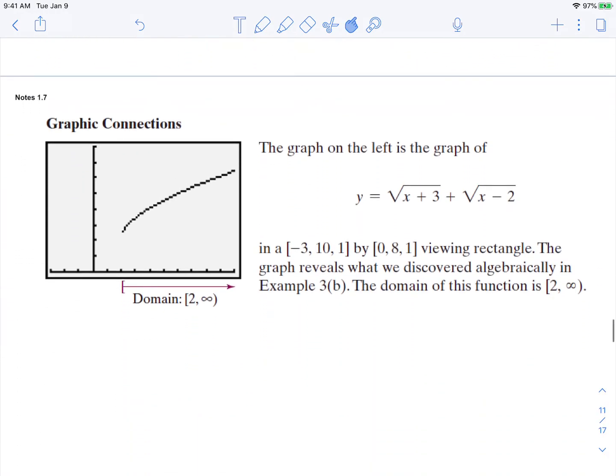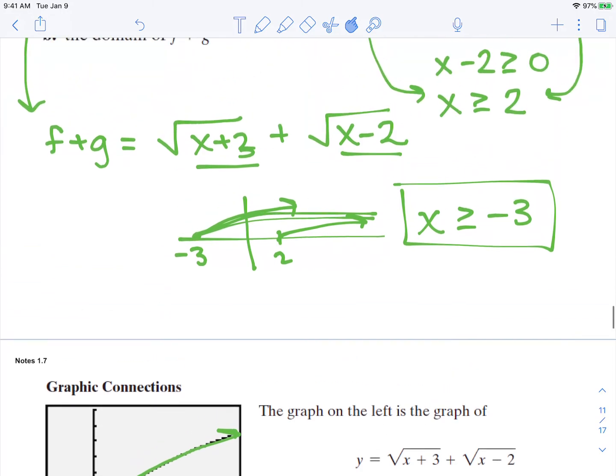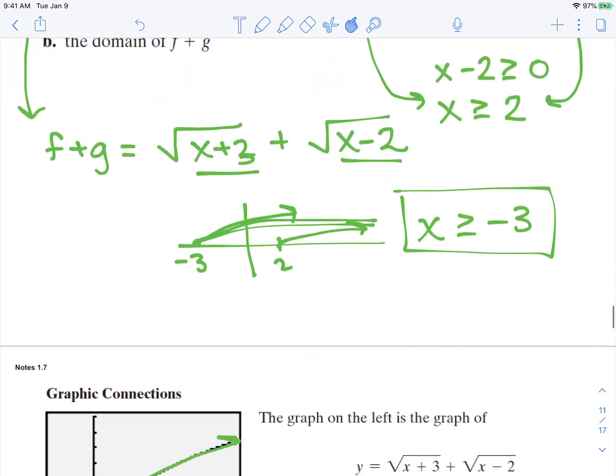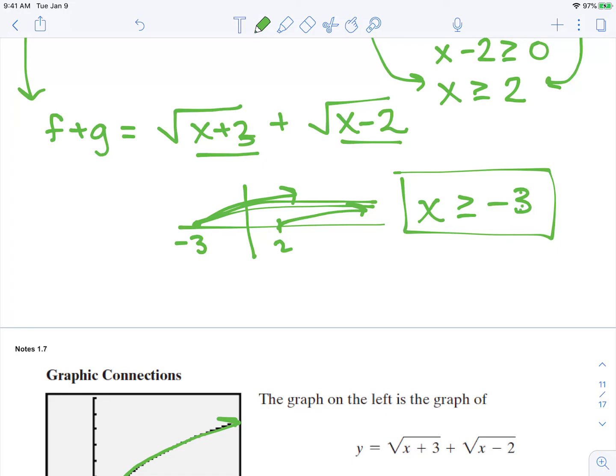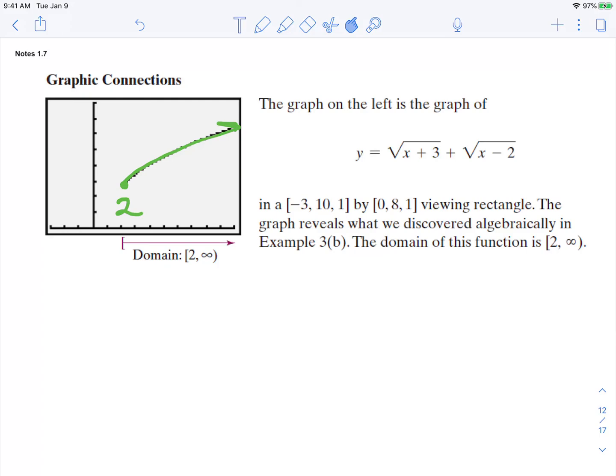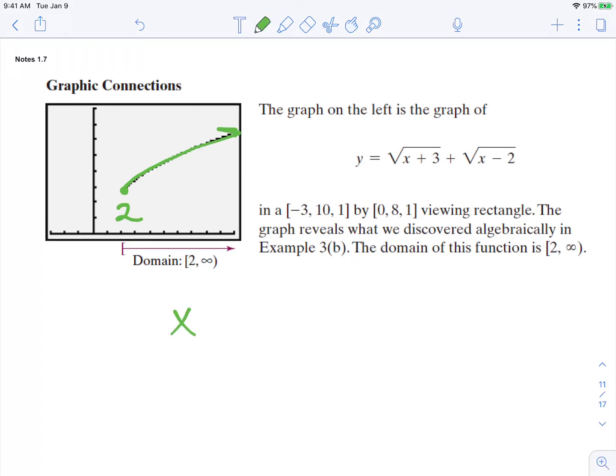I do have it graphed out with the graphing calculator. Here's what the graph looks like. And we're starting at 2. Oops, this should have been a 2 here, sorry. So you can write that domain as x is greater than or equal to 2, or as an interval notation starting at 2 to infinity.